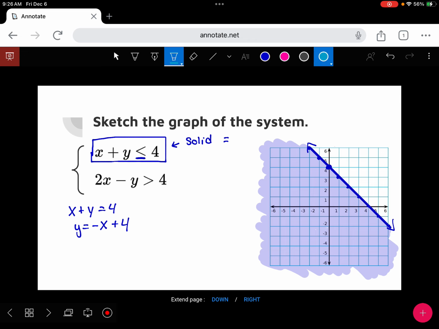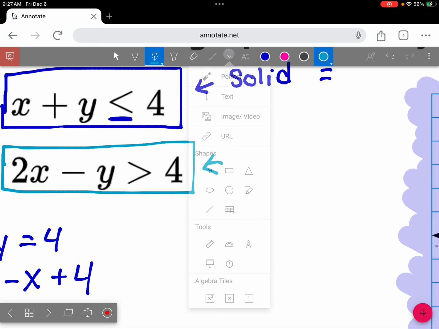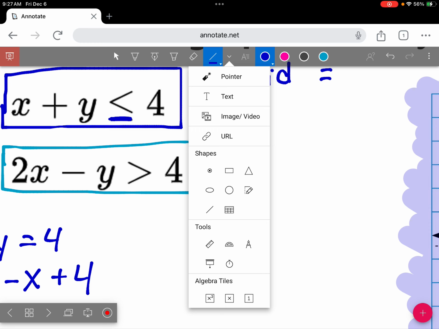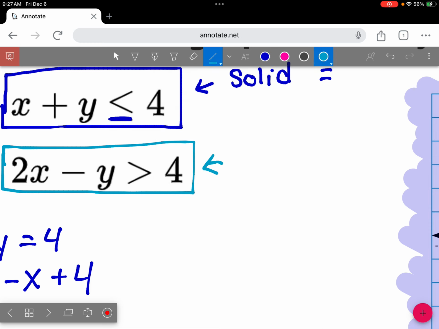Then we do the same kind of thing with our other equation. So I'm going to take this guy and we need to graph this piece. So is this guy going to have a solid line or a dotted line? Dotted line. How do we know it's a dotted line? It does not have an equals to. So dotted line because not equals to.